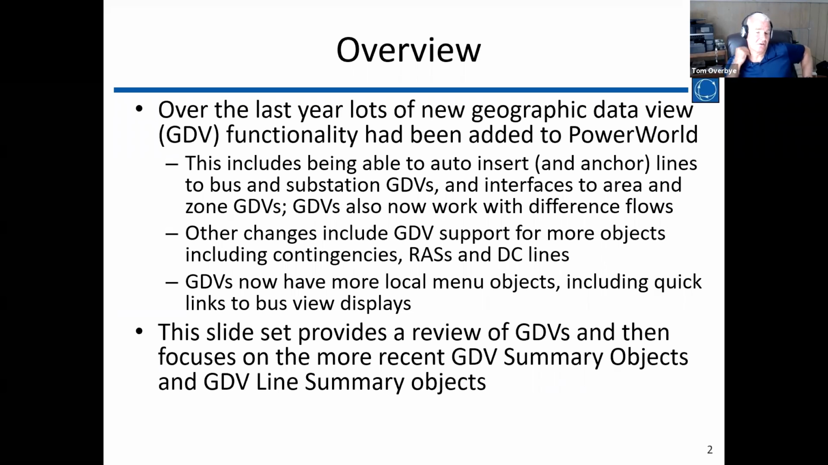I'm going to start out with a review of the GDVs and then talk about some of the newer work that's gone on over the last year in terms of GDV Summary Objects and GDV Line Summary Objects. Actually, some of this was motivated by wanting to visualize very large system results. We were working on a project with SPP. I see Harvey is here from SPP, and we're looking at interconnection of the eastern and western grids in North America, and there was just a lot of information to show. So we wanted better ways to show it.